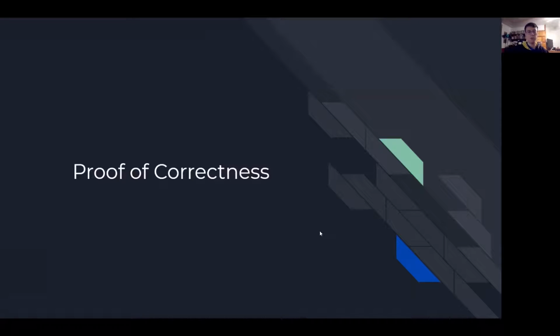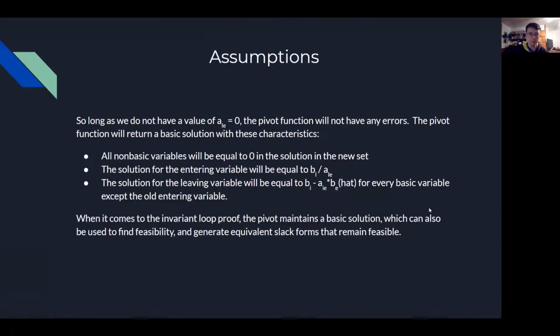And now we'll cover the proof of correctness. So we'll make some assumptions based on the auxiliary methods first. So long as we don't have a value of coefficient at the spot L and E equal to 0, we can run the pivot function without any issue. But we have to keep watch on that because that is used to divide by, and we cannot divide by 0. So the pivot function, while it works, will return a basic solution with these characteristics.